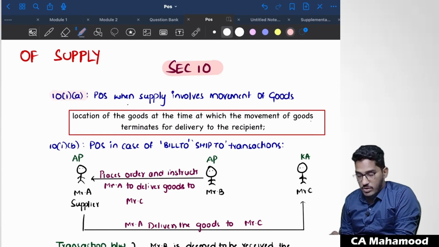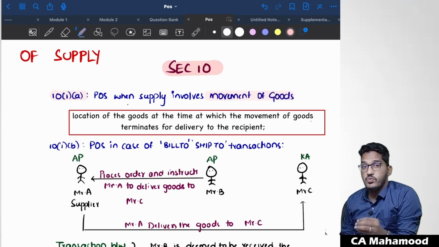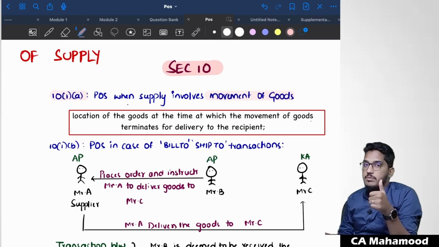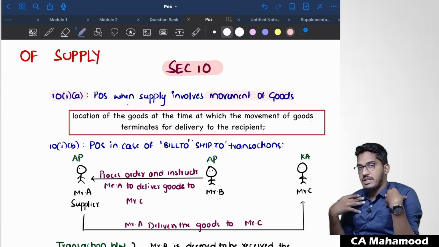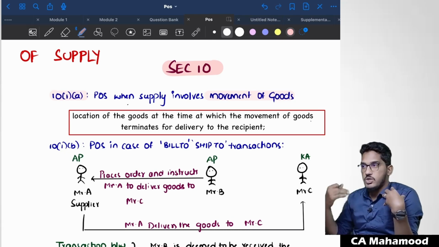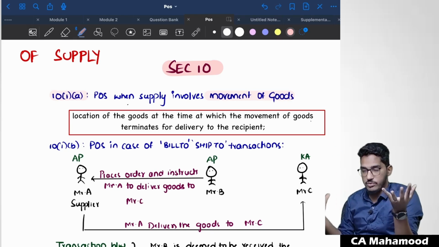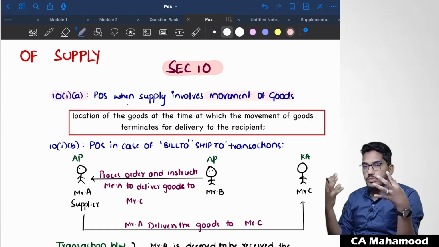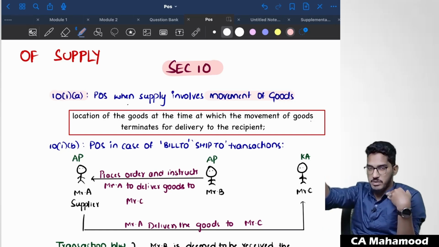Section 10 subsection 1 clause A talks about how to determine place of supply when supply involves movement of the goods, when goods are required to be moved from one place to another place. Either that movement can be caused by the supplier or by the recipient. For example, I am selling machinery or mobile phones. I'm a wholesaler of mobile phones. One day a retailer came to me. He ordered 1,000 mobile phones. Now these 1,000 mobile phones are required to be moved from my premises to the recipient's premises.